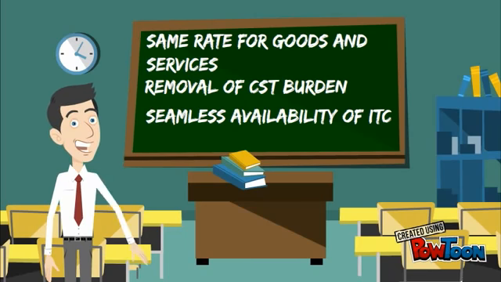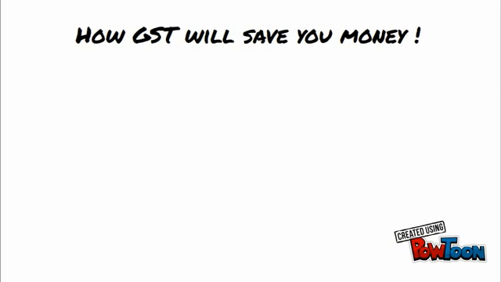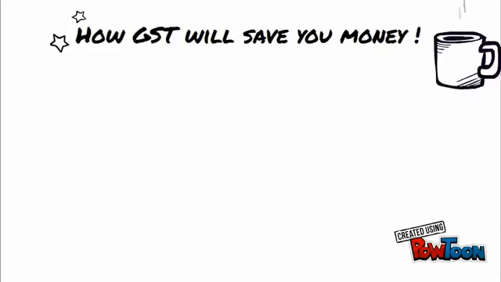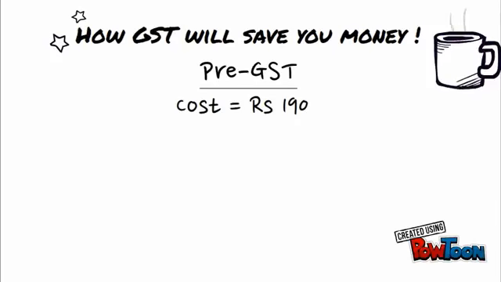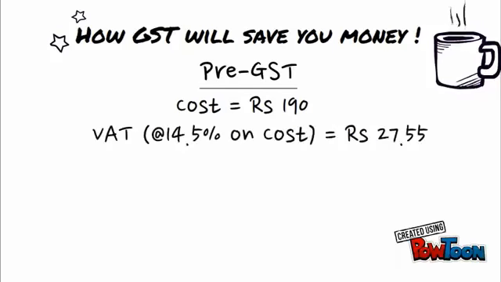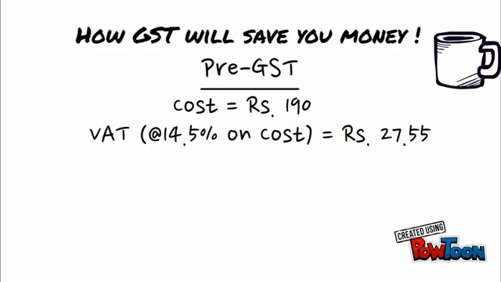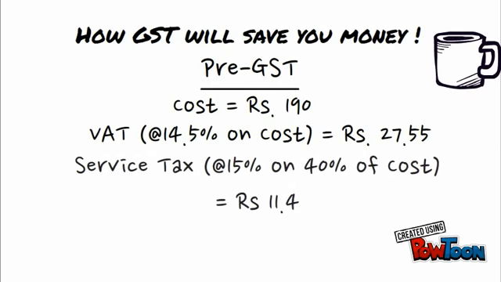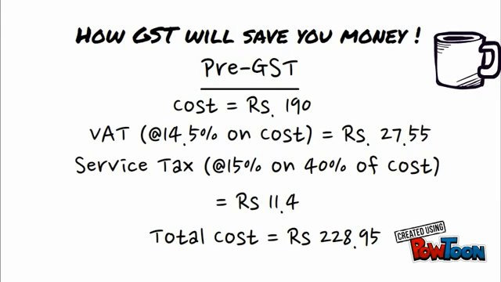Now let's take a look at how GST will simplify your tax and save you some money too. For this purpose, I'm taking a coffee receipt from your local coffee shop, let's say Starbucks. Let's say in the pre-GST scenario, the cost is 190 rupees. Now, there will be a VAT applied on this at the rate of 14.5%, which will come to around 27.55 rupees. There will also be a service tax at the rate of 15% on 40% of the cost, which comes to around 11.4 rupees, bringing the total cost to 228.95 rupees.